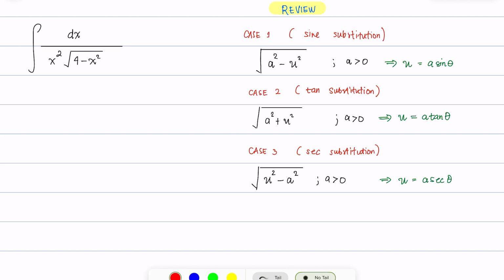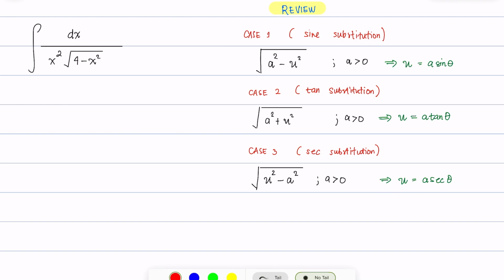Now, whenever you deal with the case where you have some a squared plus u squared, where a is a positive number, you do the tangent substitution, where u is substituted by u equals a tan theta. Now, in case 3, if you have in your integrand this form, square root or any root of u squared minus a squared, where a is greater than 0, then you do the secant substitution, where u is equal to a sec theta.